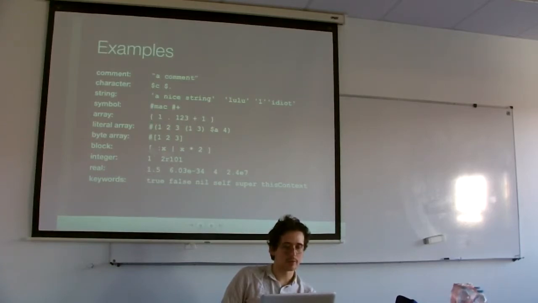A block, so that's a lambda expression that multiplies some number by 2. Integer, so you have one, and you can have a special syntax: you can put a number, R, and a sequence of digits, and the 2 here means binary. You can have ternary, or octal if you put 8, etc. Or hexadecimal with 16 R.